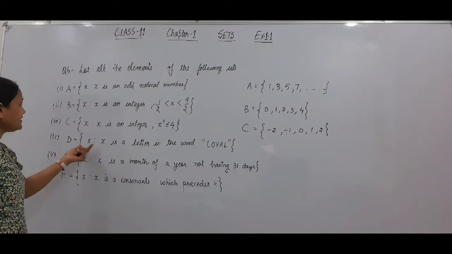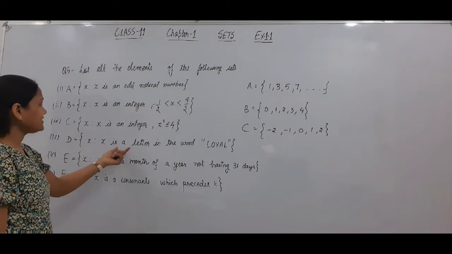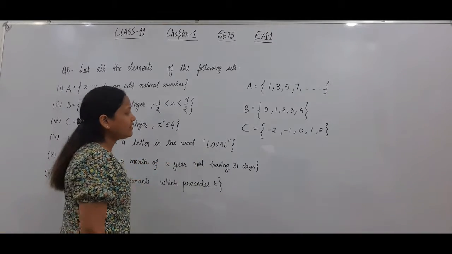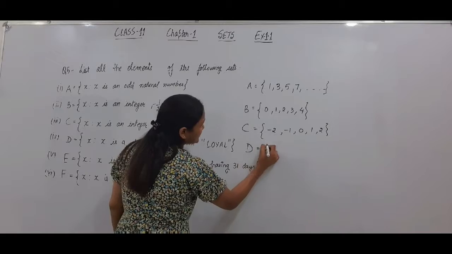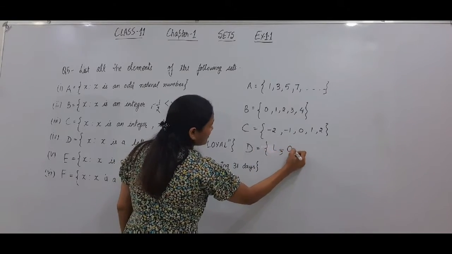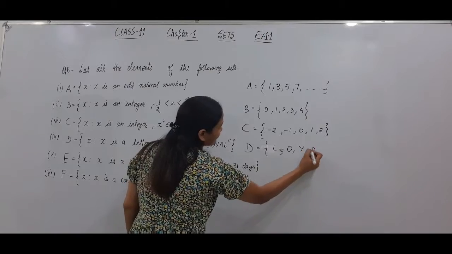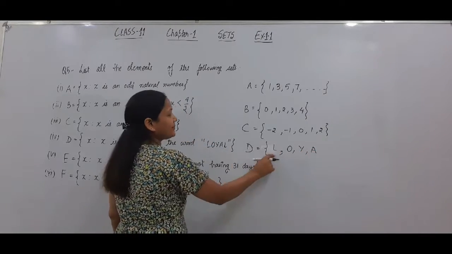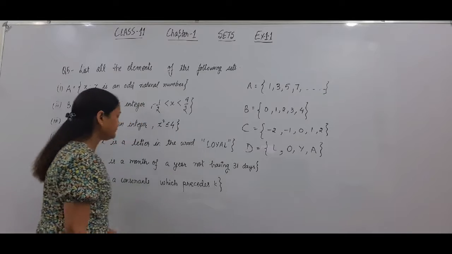Next, D. D is defined as x such that x is a letter of the word loyal. So D can be written as L, O, Y, A. L has already been written, so repetitions are not allowed in the set.